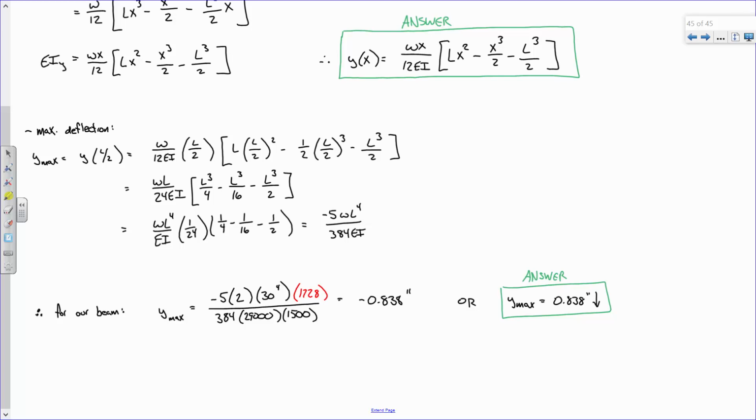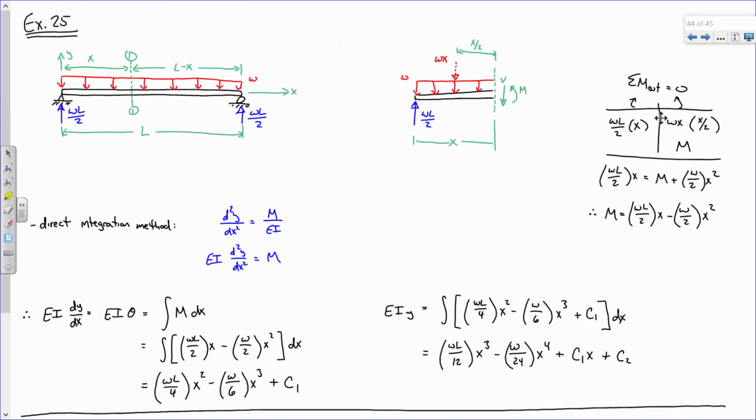Well, everything we do for slope is the exact same thing. We go back a slide, and we say, all right, here was our expression for slope. It was EI times theta is WL over 4 times x squared minus W over 6 times x cubed plus C1. We have that expression for C1, plug it in, plug in our values, and then our conversion factor isn't 1728, it's 144 times 180 over pi.